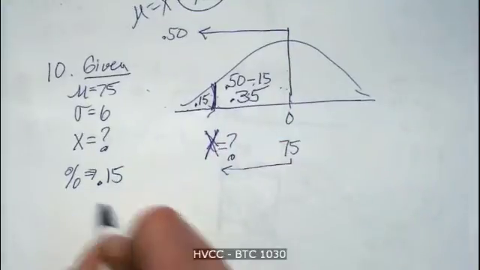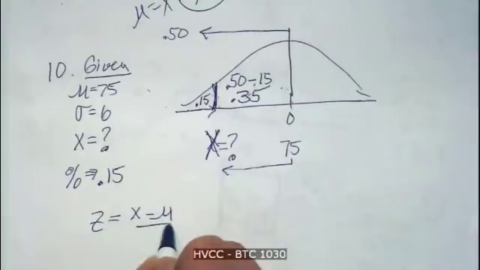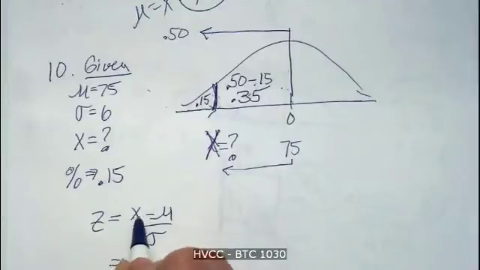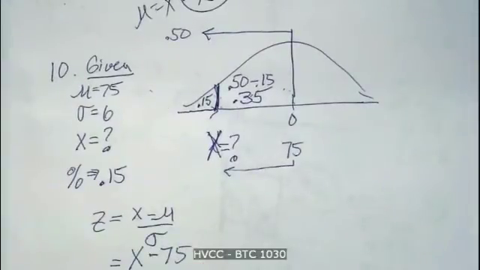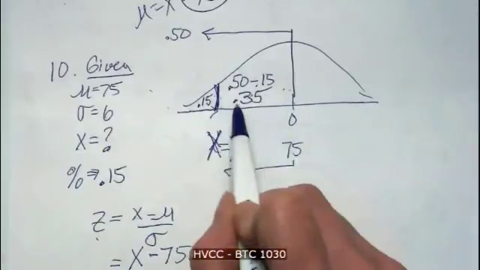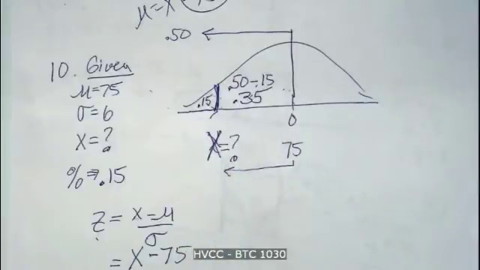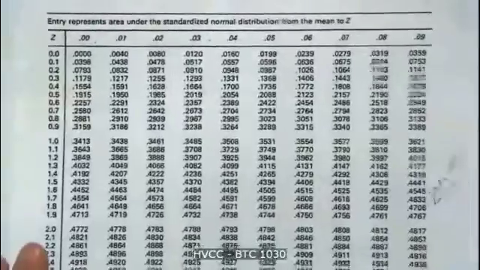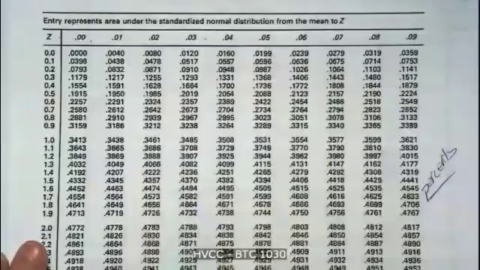Now, let's look at our Z formula. Z equals X minus mu over standard deviation. What do we have? Well, we're looking for X, so I'm just going to put it as X. We know our population mean of 75. We know our standard deviation of 6. Z, we have to find Z. Well, I know the percent is 0.35. So you take out your Z table.